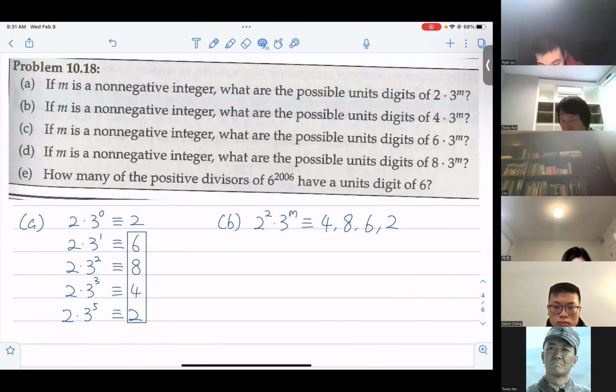This was from an exam, like an exam in the States, like MathCounts or something, in 2006. For 6 to the power of 2006, there were many divisors, right? There were a lot of divisors, maybe millions of them. We're going to see which divisors have a unit digit of 6.